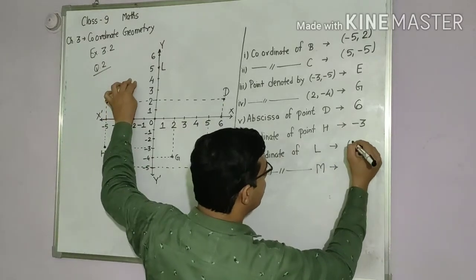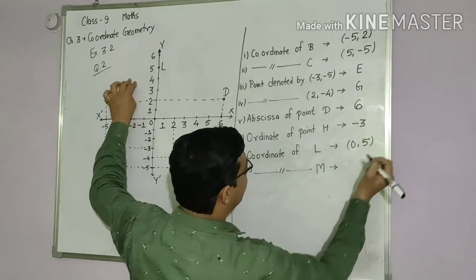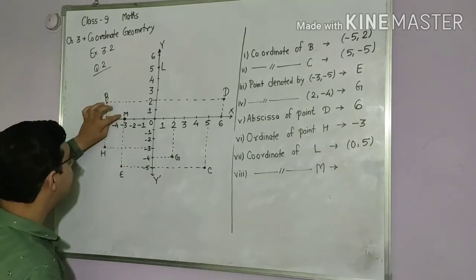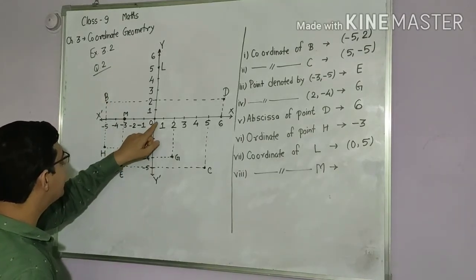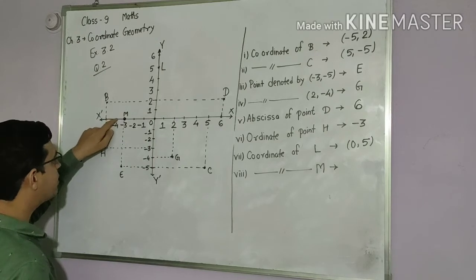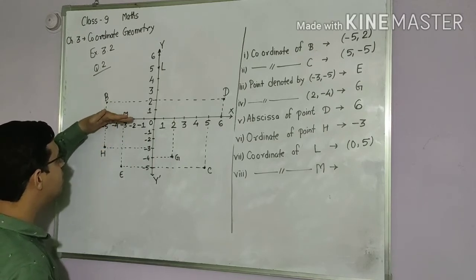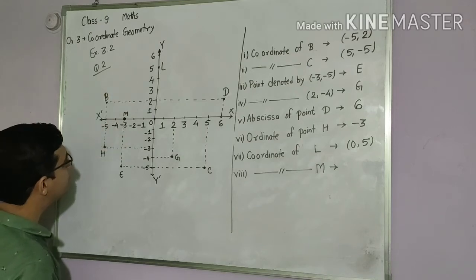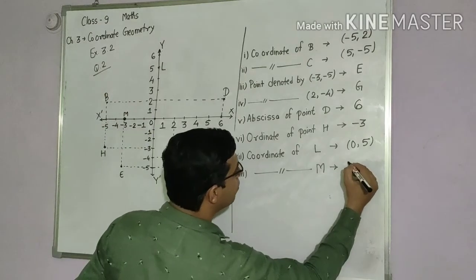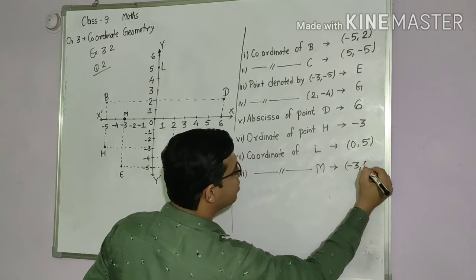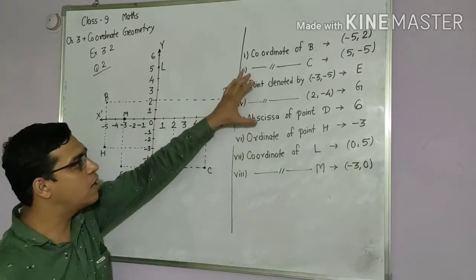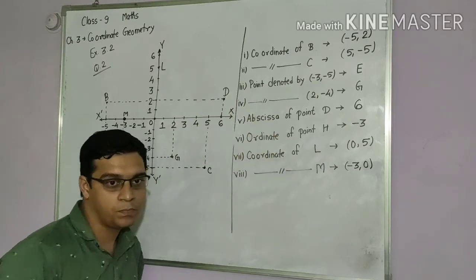So (0, 5). And coordinate of M. This is our M. So this is minus 3 units on the x-axis, but on the y-axis it is not upward, not above, not below. So y coordinate is 0. So its answer will be (-3, 0). So these are our answers.